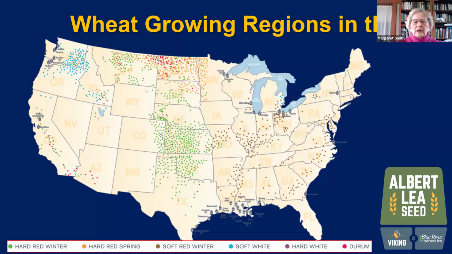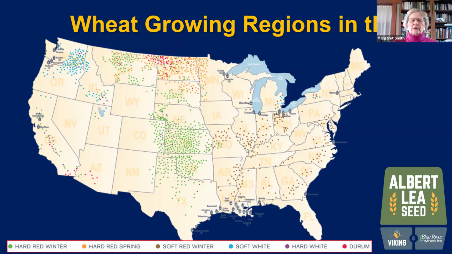Now, what you see missing is, these maps are developed from crop reporting of plantings. And so Iowa grows very little wheat. Doesn't mean we can't grow wheat. But if you look at the green dots around Kansas and Oklahoma, that's hard red winter wheat. And the dots up in the Red River Valley of Minnesota, that's hard red spring wheat. And then in Illinois, that's soft red winter wheat.